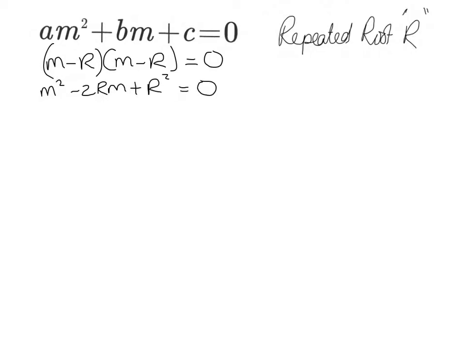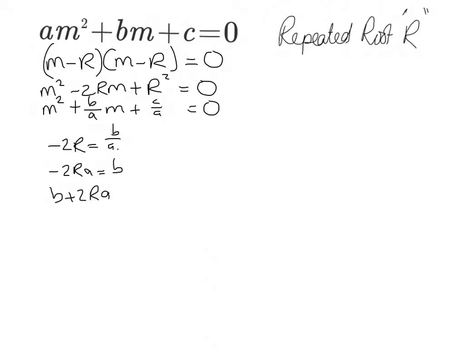So this means that because I've got repeated root r, this quadratic, am squared plus bm plus c, can be written like this, m squared minus 2rm plus r squared. Now if I divide this one through by a, I can work out what each bit is in terms of a, b and c. So m squared plus b over a m plus c over a is 0. So this gives me a nice little formula that I can use, which is that minus 2r must equal b over a, or rather minus 2ra equals b, or put another way, b plus 2ra equals 0.